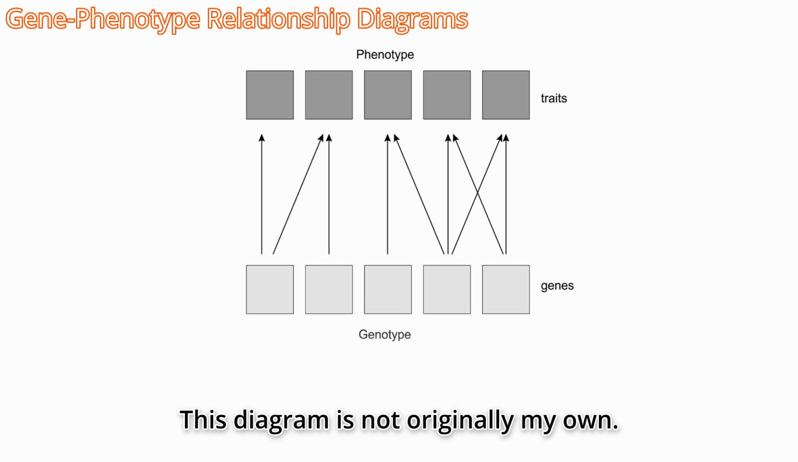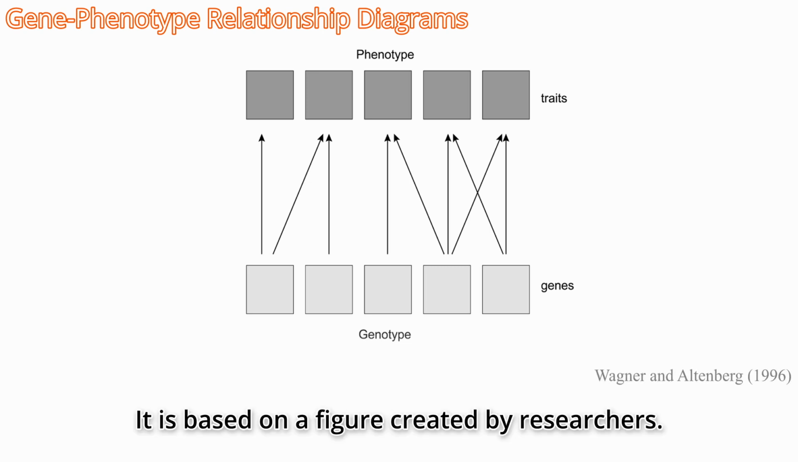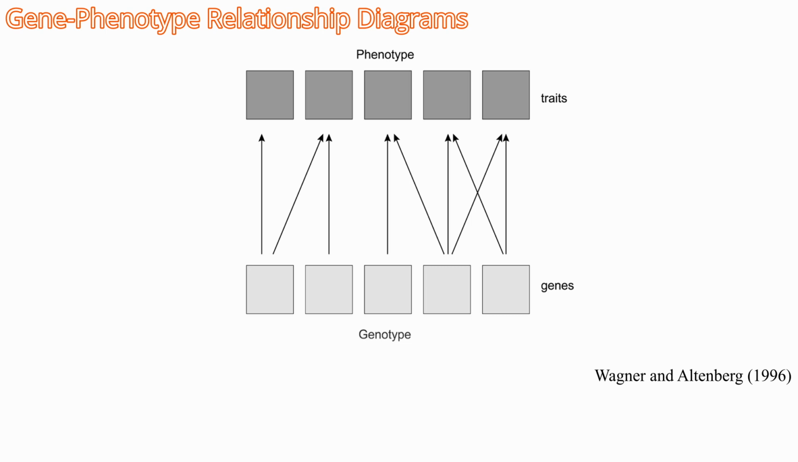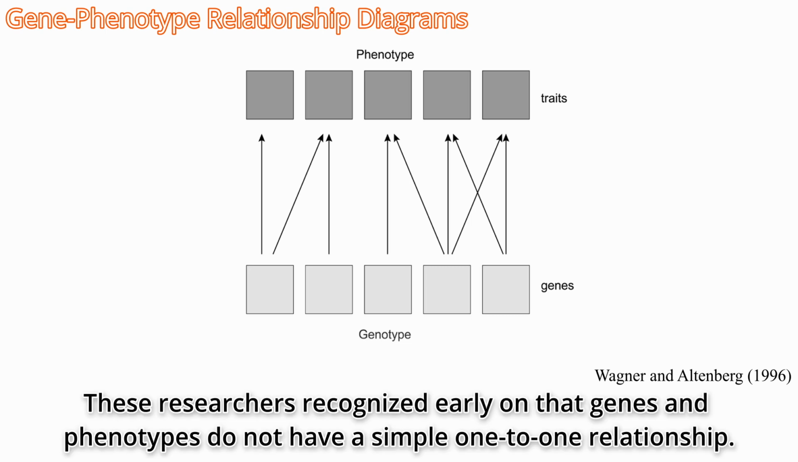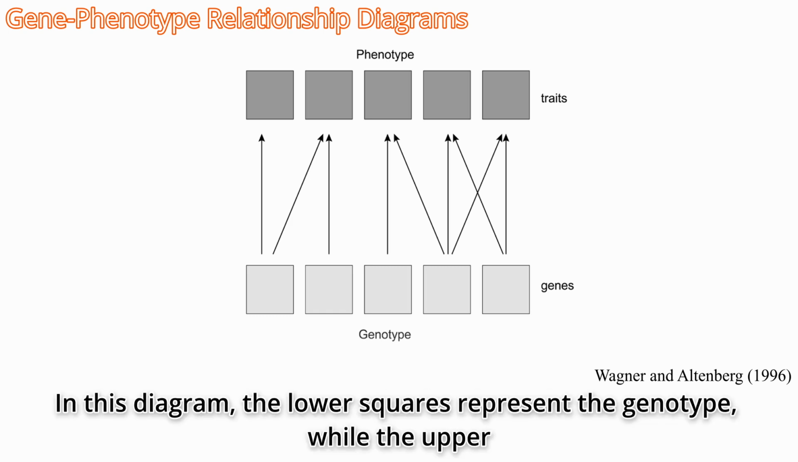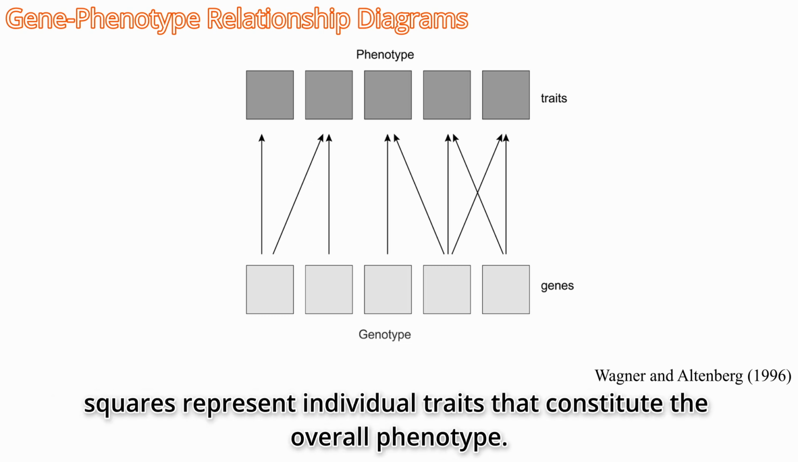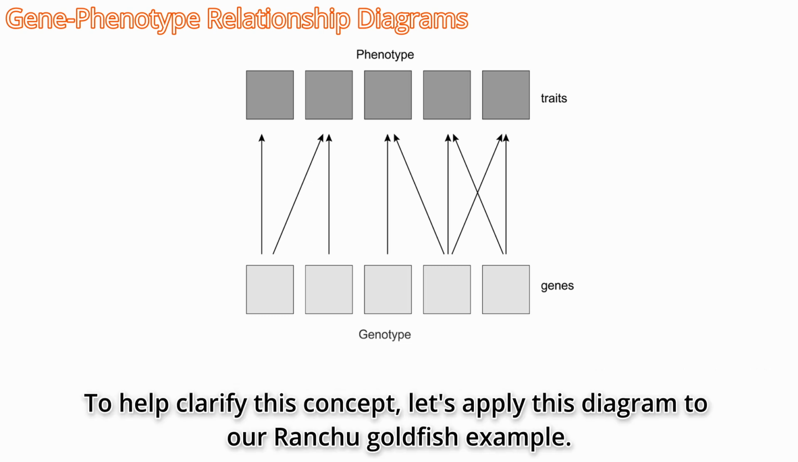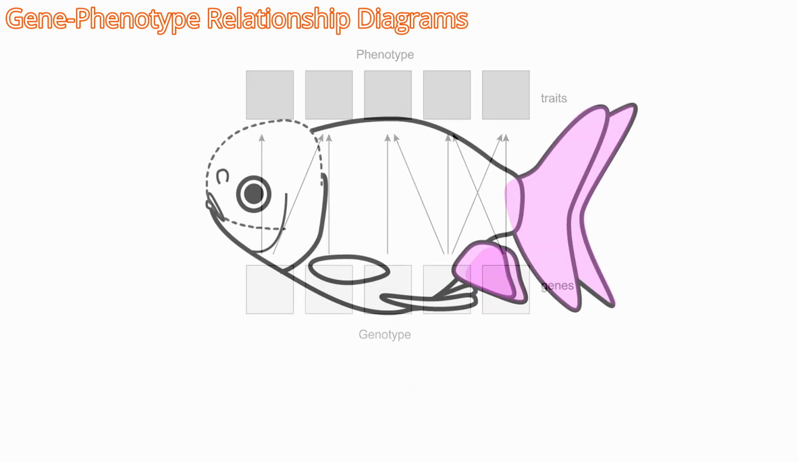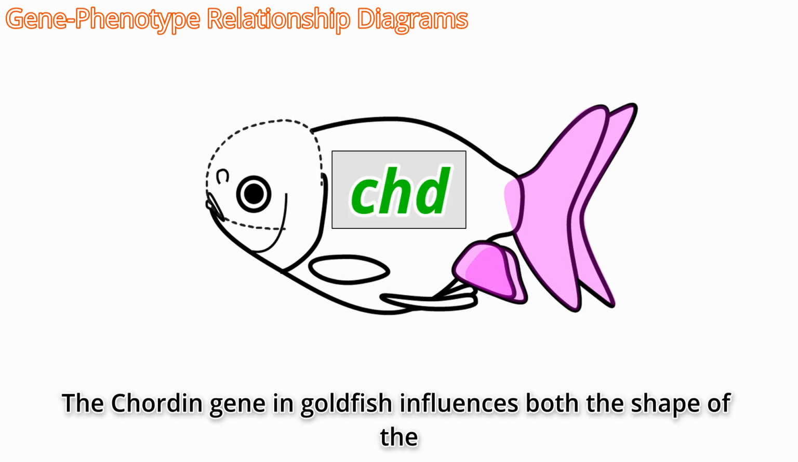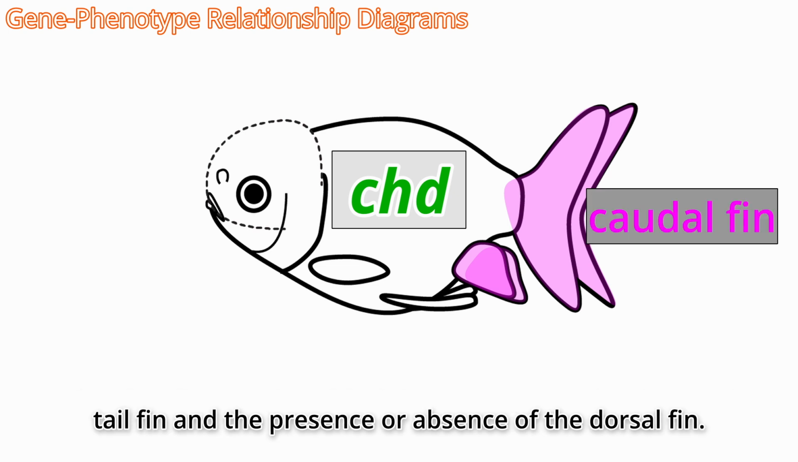This diagram is also not originally my own. It is based on the figure created by researchers. These researchers recognized early on that genes and phenotypes do not have a simple one-to-one relationship. In this diagram, the lower square represents the genotype while the upper square represents individual traits that constitute the overall phenotype. To help clarify this concept, let's apply this diagram to our Rancho goldfish example. The coding gene in goldfish influences both the shape of the caudal fin and the presence or absence of the dorsal fin.